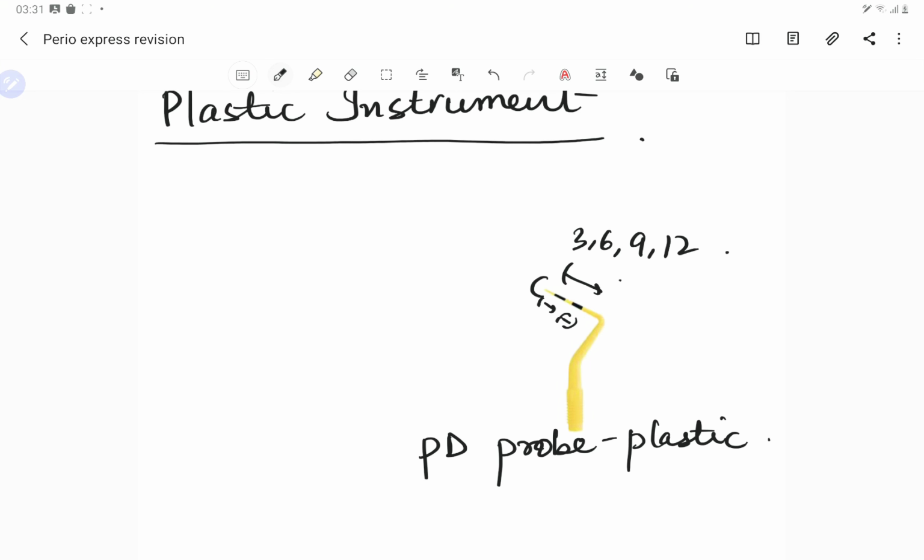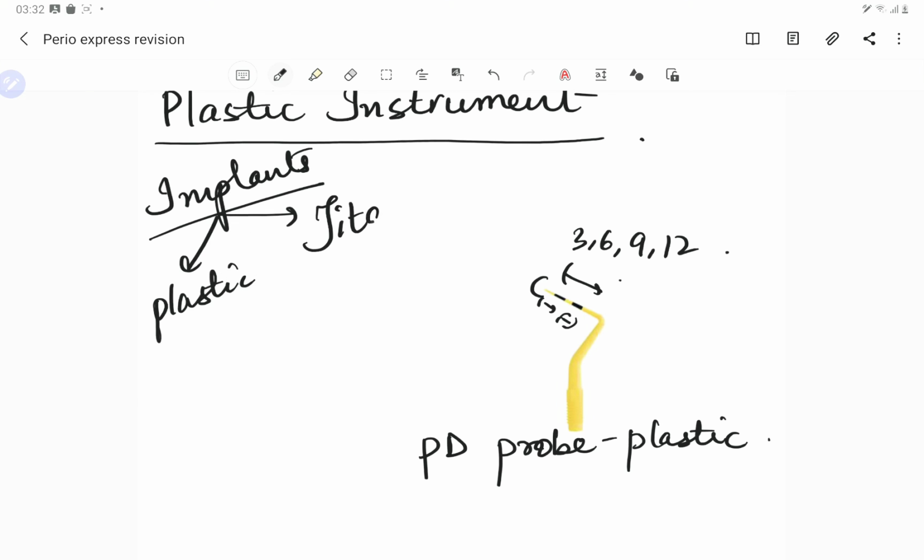Why do we use this plastic probe? What is the need of the plastic probe? If you are checking an implant or any abutment material, for implants we have got two options, guys. One is to use a plastic instrument, another one is the titanium instrument, so that we avoid scarring or any damage to the abutment, any damage to the implant. In that case, we use the plastic or the titanium instrument.